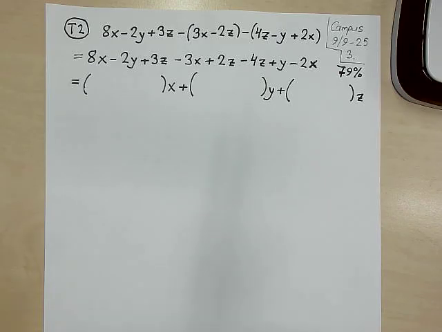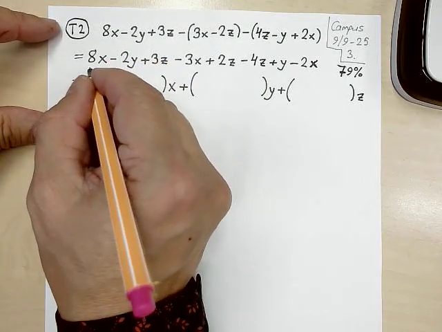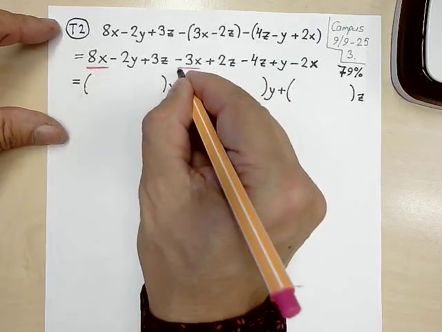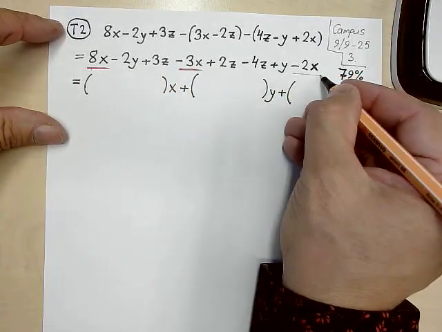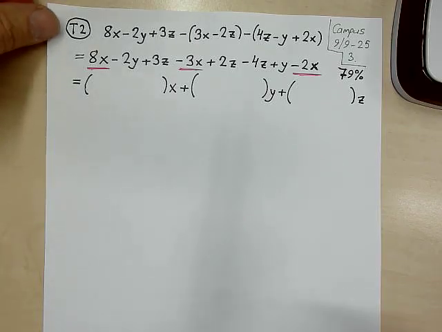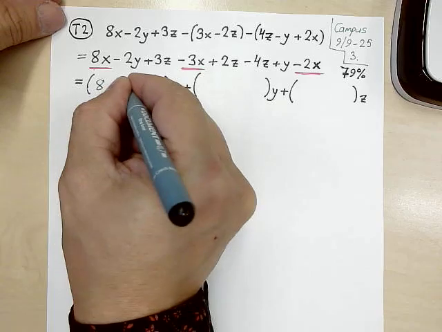Many times it helps if you have color pens, so you may find that here are x and here also and here. So I take those numbers in front of those x's. There are 8 and -3 and.